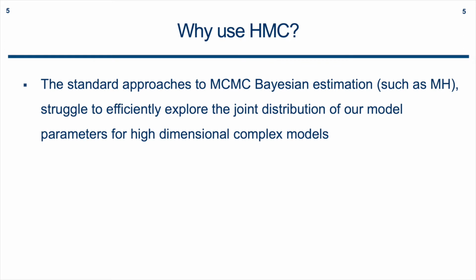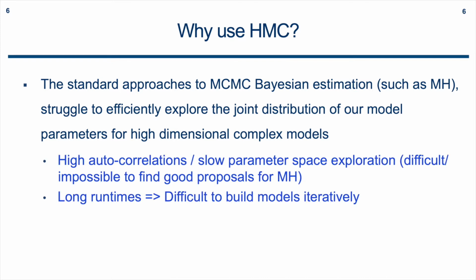So why use Hamiltonian Monte Carlo? Well, the standard approach to MCMC and Bayesian estimation, such as Metropolis-Hastings, can struggle to efficiently explore the joint distribution of our model parameters for high-dimensional complex models. So what does that mean? It means that we're going to end up with very high autocorrelations. We're going to get some slow parameter space exploration. And the reason is that it's difficult or impossible to find good proposals for Metropolis-Hastings.